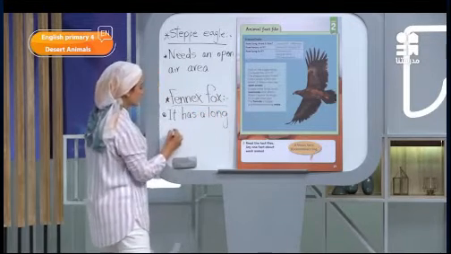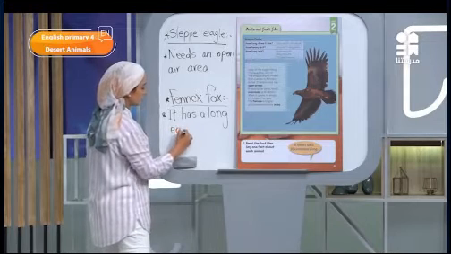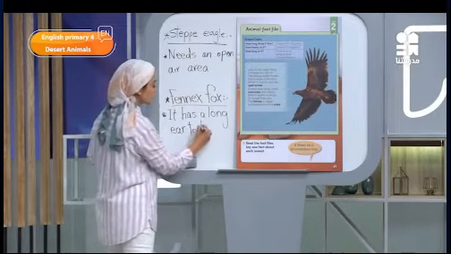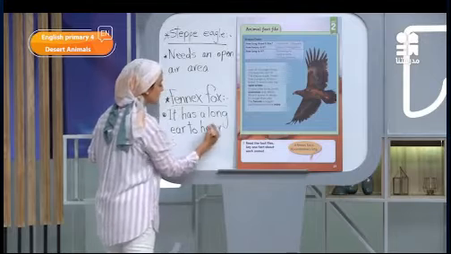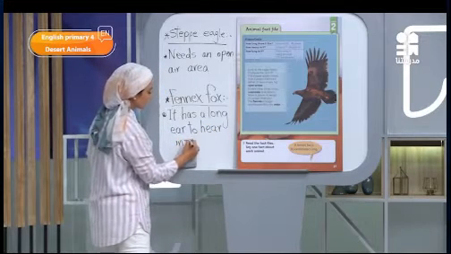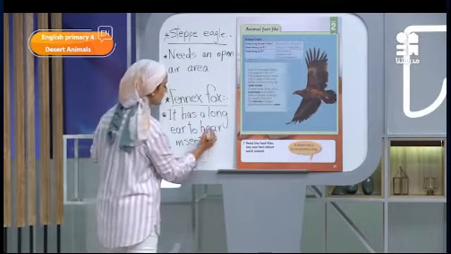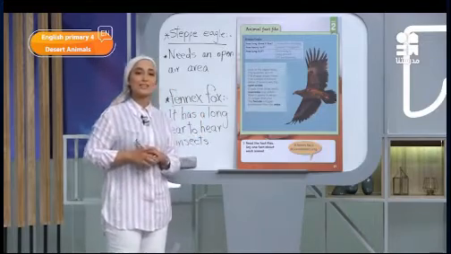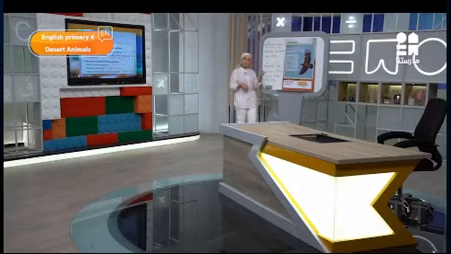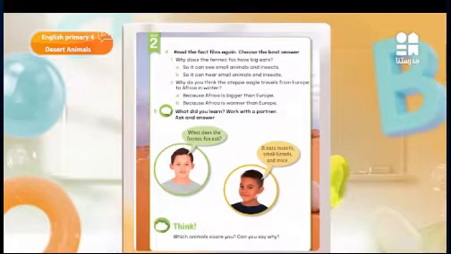Has a long ear to hear insects. Super, you are doing just a great job. Now I want you to turn over the page and open page 28 to complete the exercise.